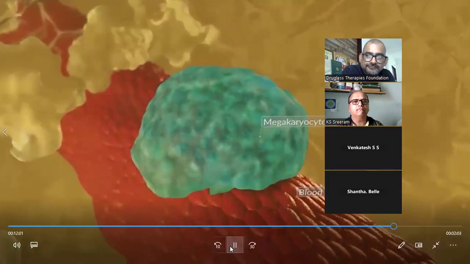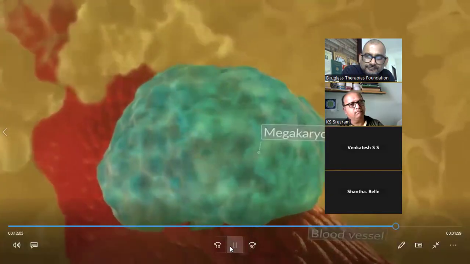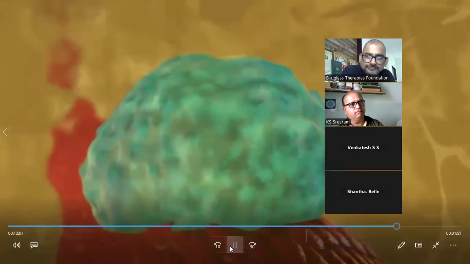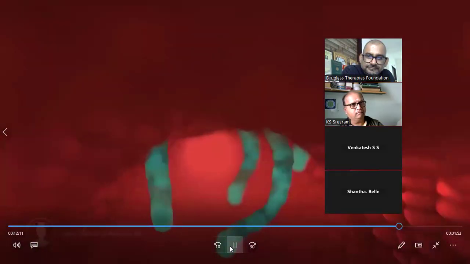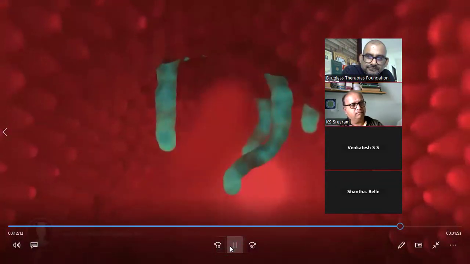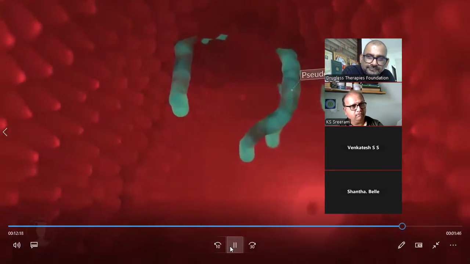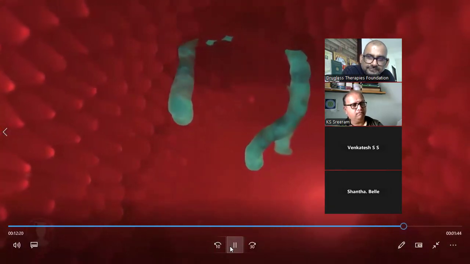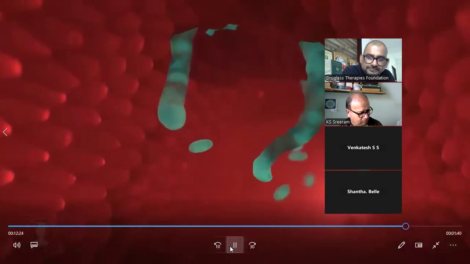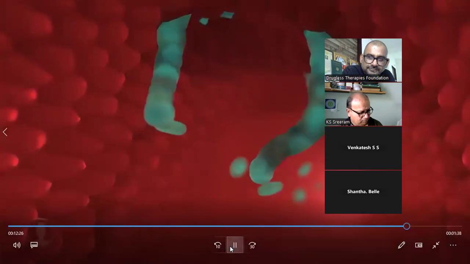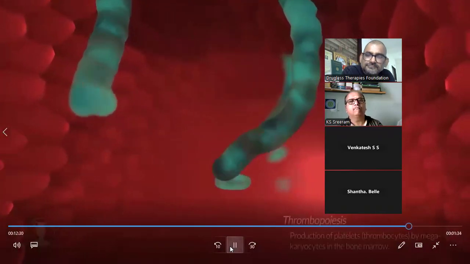Platelets, also known as thrombocytes, originate in the bone marrow from megakaryocytes. Megakaryocytes have pseudopodia that extend into blood vessels of the bone marrow. It is through these pseudopodia that platelets are emitted into circulation. One megakaryocyte can produce 1,000 to 3,000 platelets. This process is called thrombopoiesis.